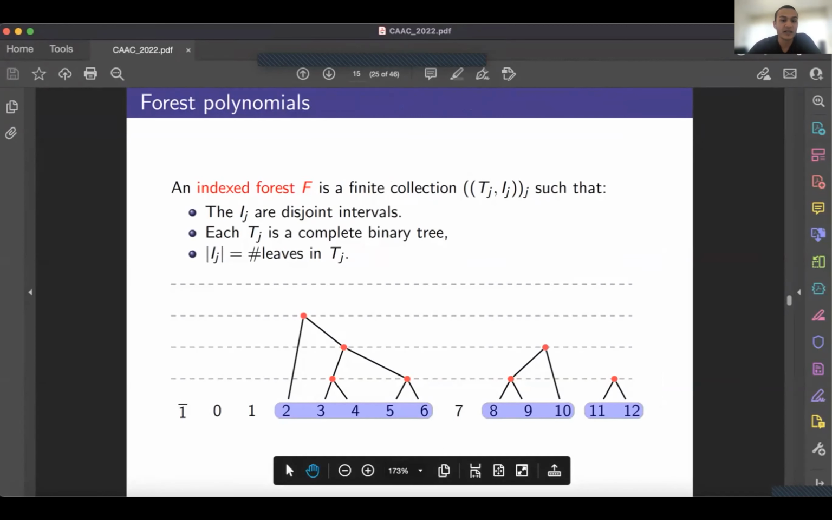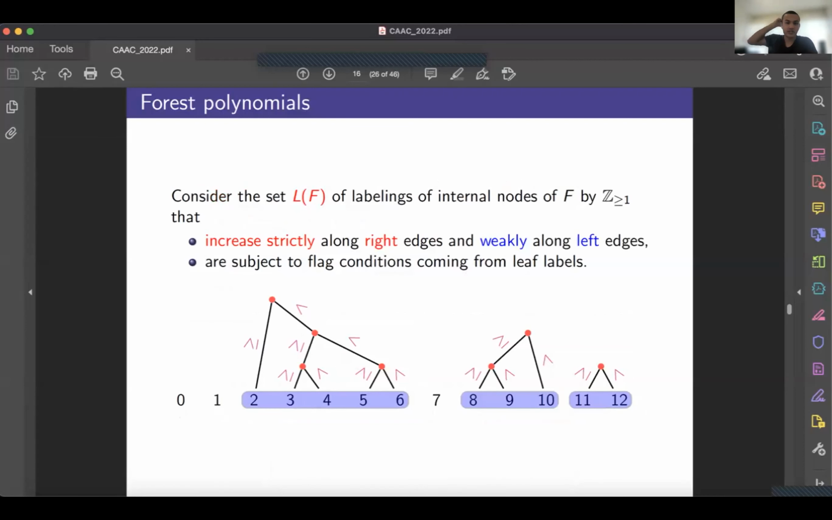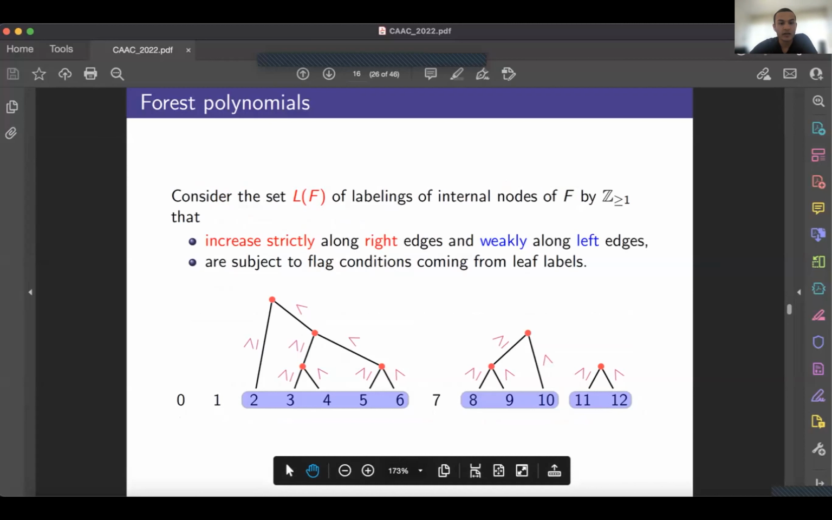So what are indexed forests? Well, you have binary trees and the leaves decompose the integer lattice. Okay, so they're going to be disjoint intervals and the leaves are going to be living here and the internal nodes are the internal nodes of the binary tree. For such a forest, I'm going to interpret it as a poset. Okay, strict increases going to the right, weak increases going to the left. And this is where the interval matters. You get inequalities imposed from the interval.